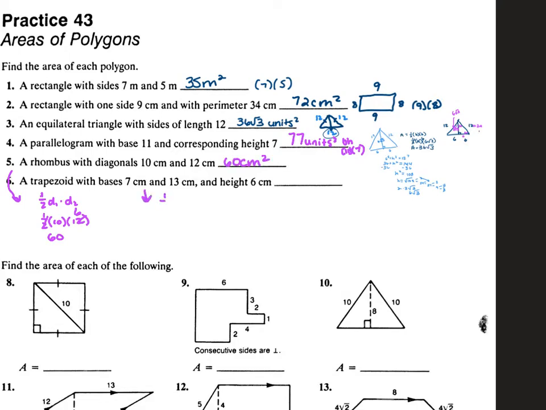And trapezoid, 1/2 height times base 1 plus base 2. 1/2 6, 7 plus 13. So 1/2 6 times 20. Half of 20 is 10. 10 times 6 is 60 centimeters squared.